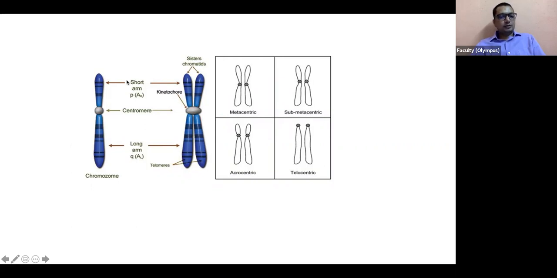It takes time for students to understand this. Very good. So you got it. And we have 2 arms, short arm and long arm. Short arm is referred to as P arm for petite, and the long arm for Q arm. So short arm and long. And the ends of the chromosomes are called telomeres. Telo means tail, tail of the chromosome.